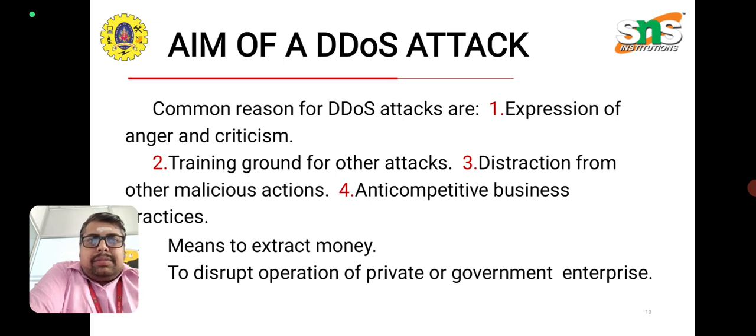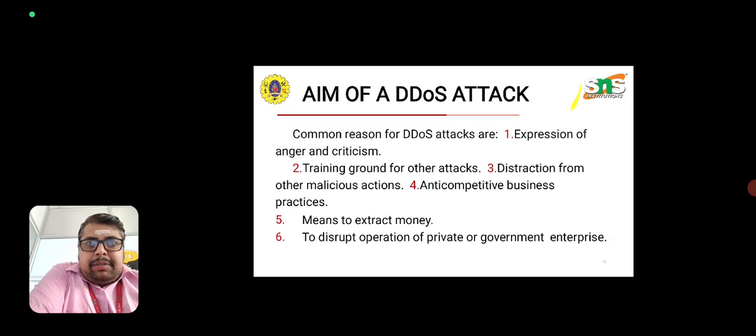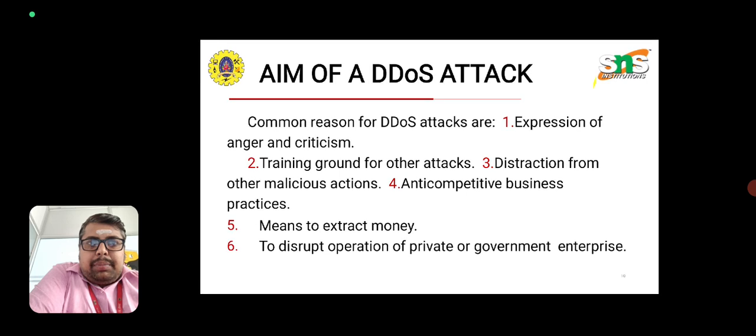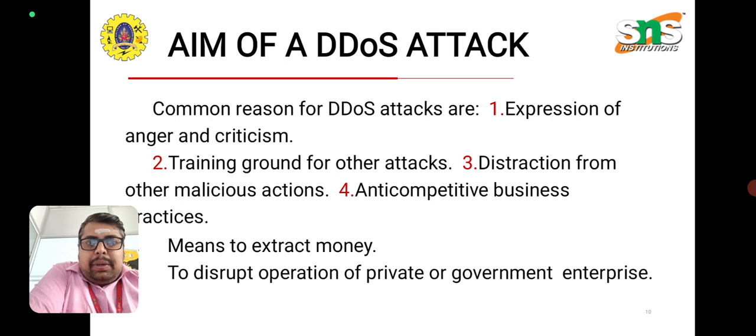The common reasons for DDoS attacks are: first, expression of anger; second, criticism; third, a training ground for other attacks; distraction for malicious actions; anti-competitive business practices; a means to extract money; and to disrupt the operation of private or government enterprises.